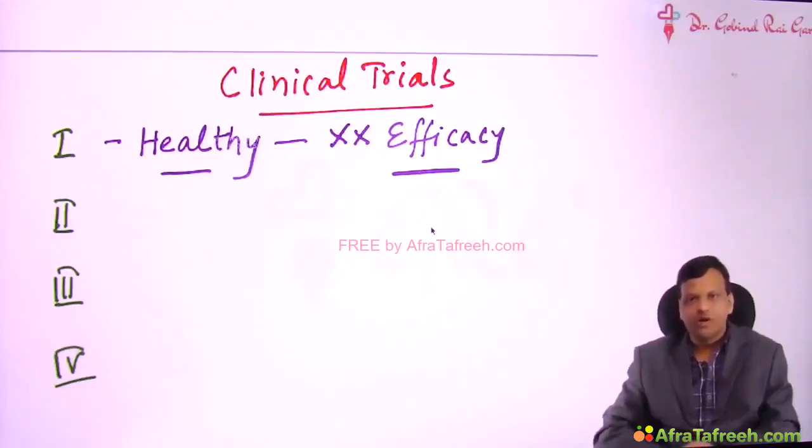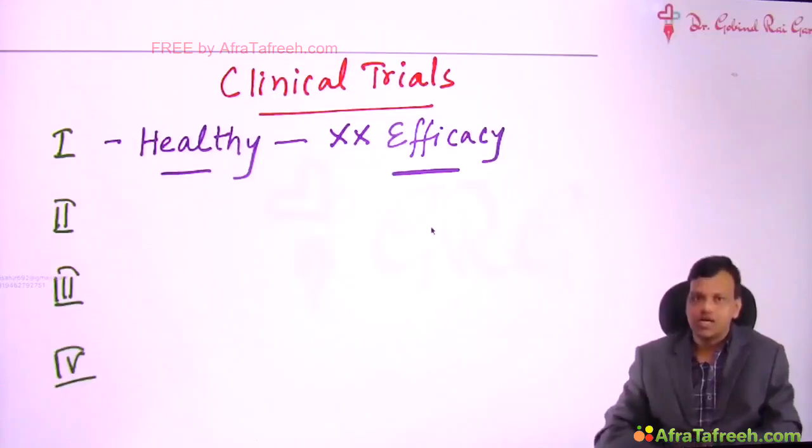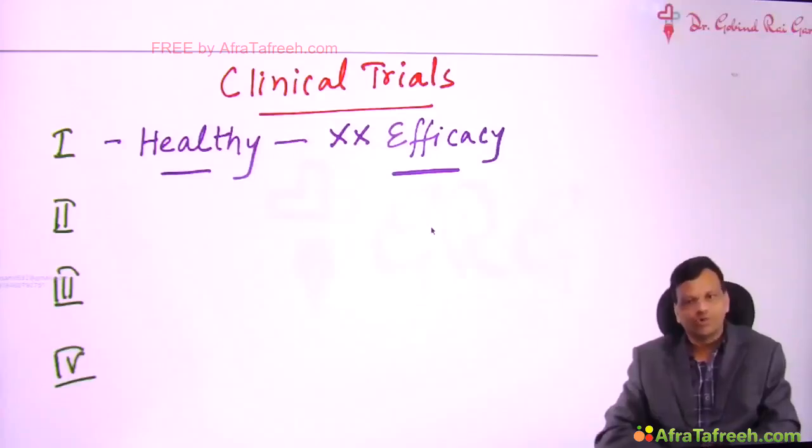But is there anything more important than safety? Asking the question in another format: before the phase 1 trial, how many humans have received this drug? None. That means no person has ever received this drug. So when it has not been given to humans, how will we come to know what dose to give? That is the main aim of the phase 1 clinical trial. In phase 1 clinical trial, we find the dose of the drug.